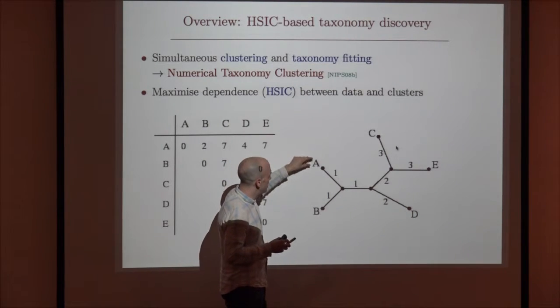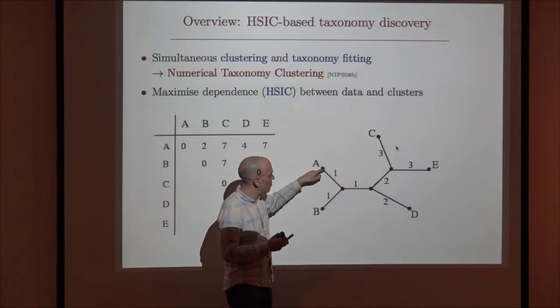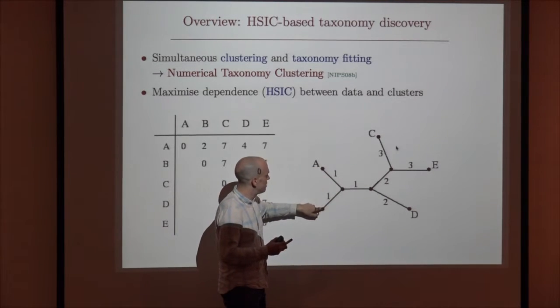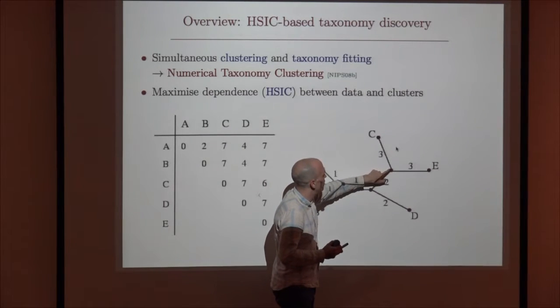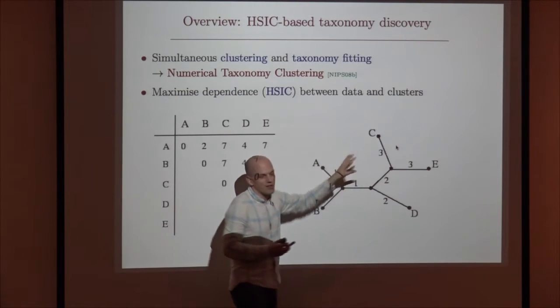So what is the distance between clusters? What you do is you follow the shortest path on the tree from one external node to the other. So A and B, the distance is 2. From A to C, it's 1 plus 1, which is 2, plus 2 is 4, plus 3 is 7. So that's the distance between A and C on this tree.